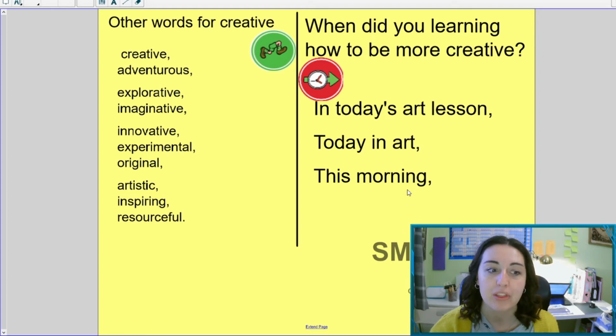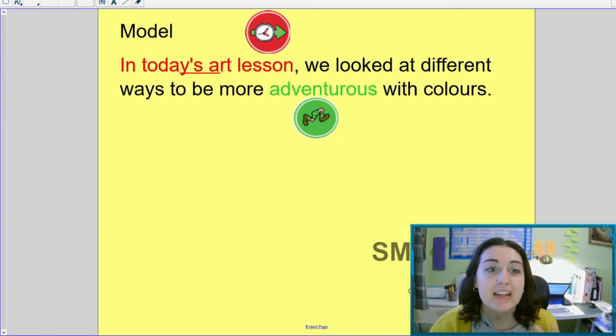For example, this morning. So in this second learning chunk, what we are going to write about is basically saying when we have learned to be more creative. We're not going to talk about the exact things yet, but just giving the idea of when and the other word for creative. So in today's art lesson, we looked at different ways to be more adventurous with colours. So I started off with my time adverb, told them what we did, and used that different word for creative.